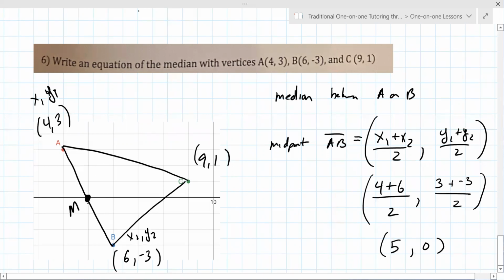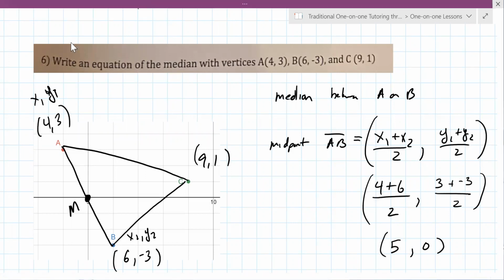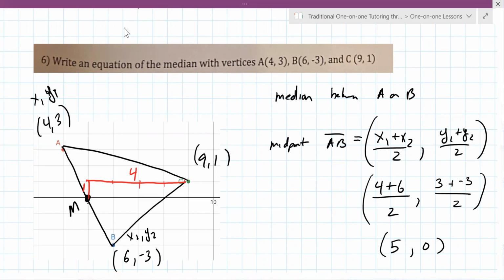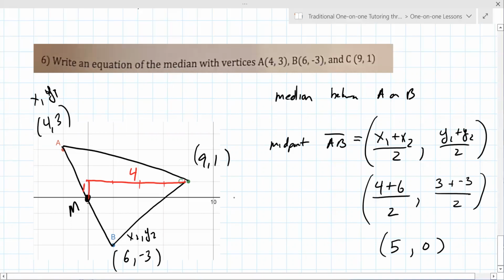So what is the slope? And all you got to do is count here. What's the rise over the run to go from this point M to C? You're just counting the lines. Up 1, and then right 1, 2, 3, and 4. So your slope from M to C is 1/4.